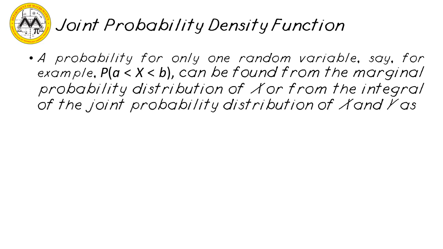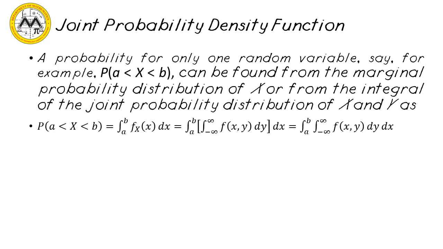The probability for only one random variable, for example the probability of x in between a and b, can be found from the marginal probability distribution of x or from the integral of the joint probability distribution of x and y as the given integral. So you have the option to find the marginal density first and then integrate it with the limits being set.